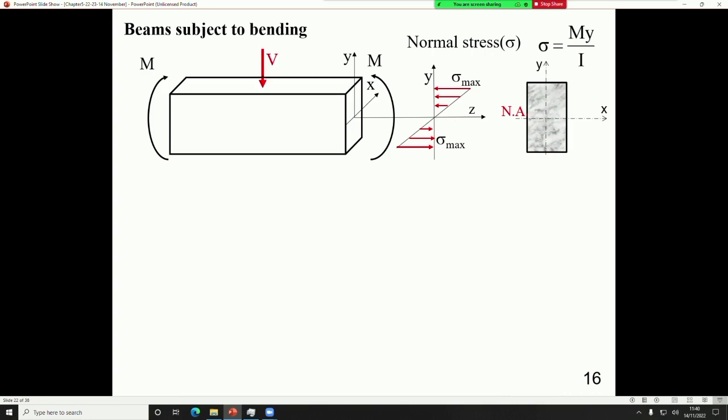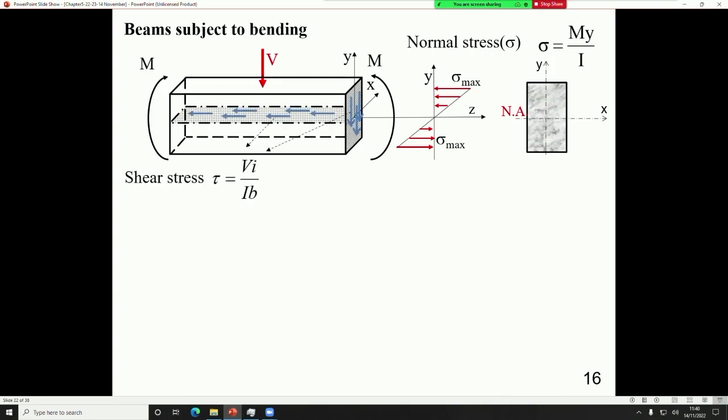Now, if a beam is subject to a lateral shear force or lateral distributed load, not only is the beam subject to normal stresses on the cross-section, it is also subject to shear stresses, not only on the cross-section, but also in the longitudinal direction of the beam. And the reason is that shear stress is always complementary. If you've got one shear stress acting on a plane, you've got it on a plane normal to the first one.